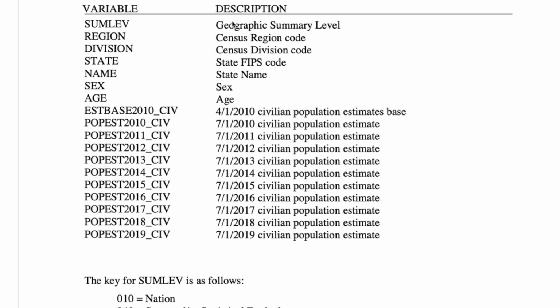So SUMLEV is the geographic summary level, region code, division code, FIPS code, which we'll talk about later in more detail. But this is basically just a numeric code that the census assigns to every state in the United States. The name of the state, sex is the sex of the population under study, and their age.